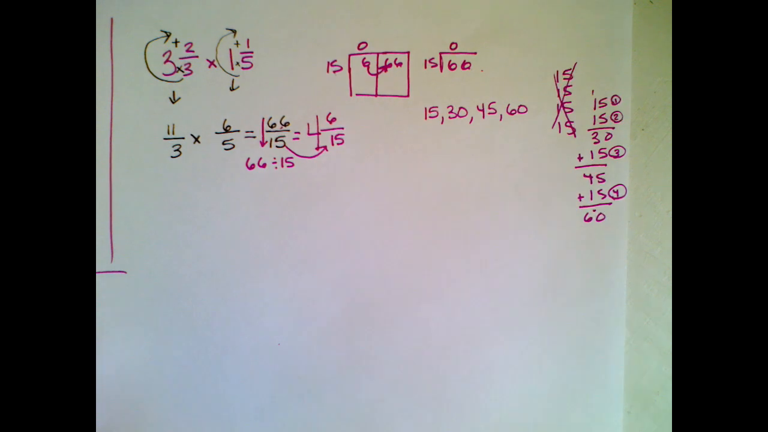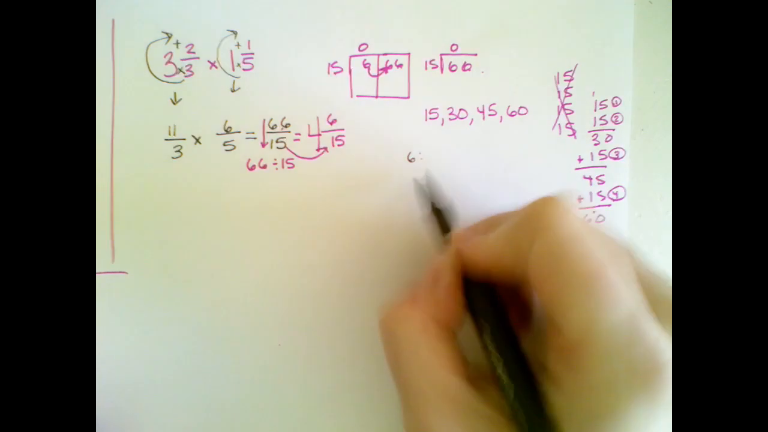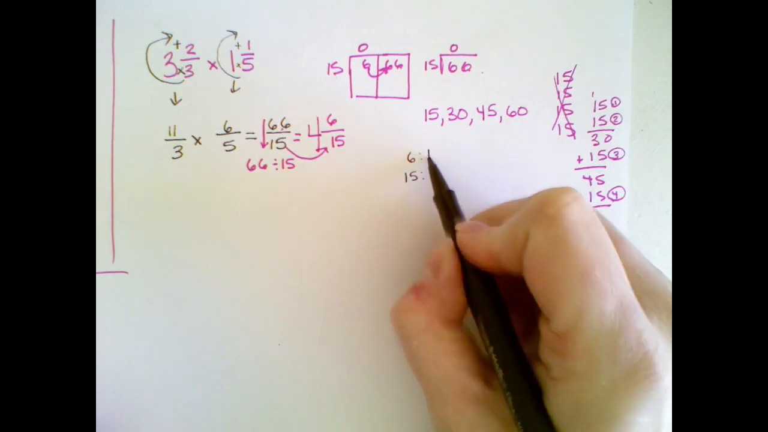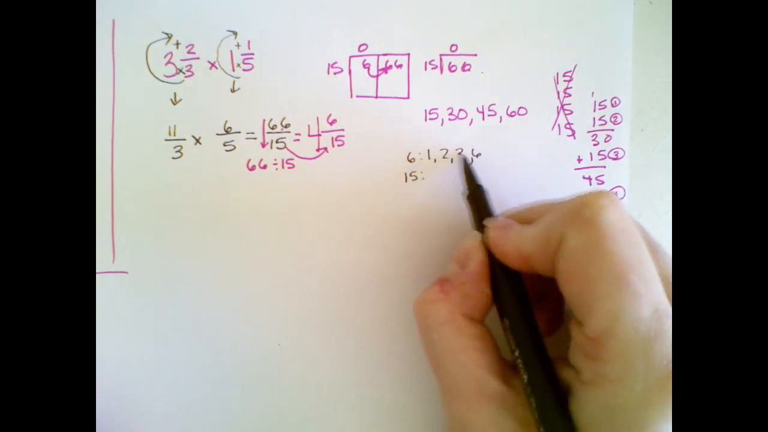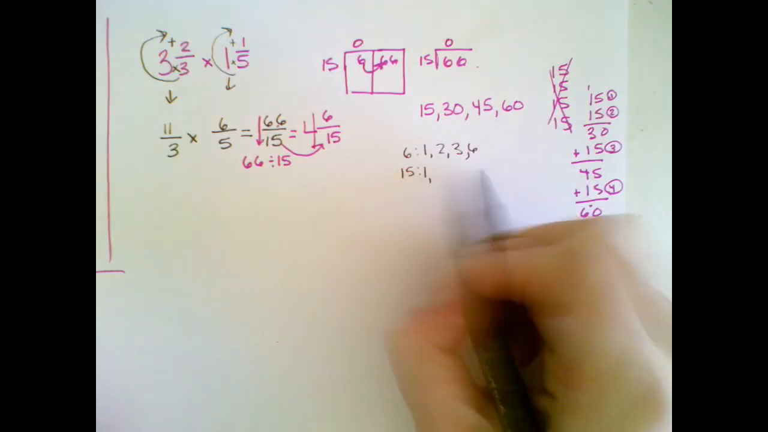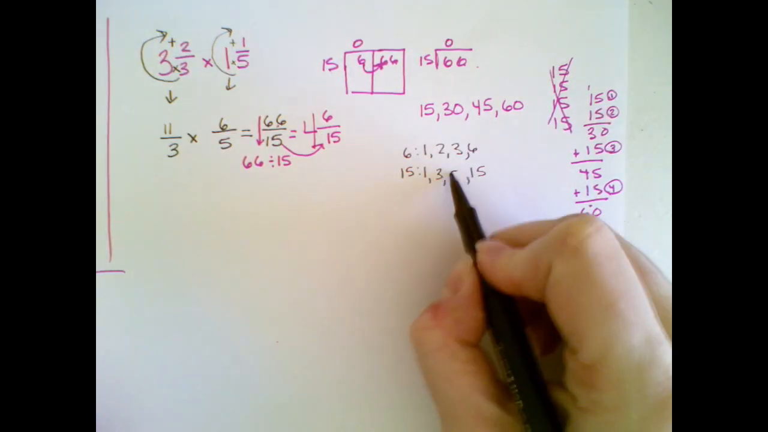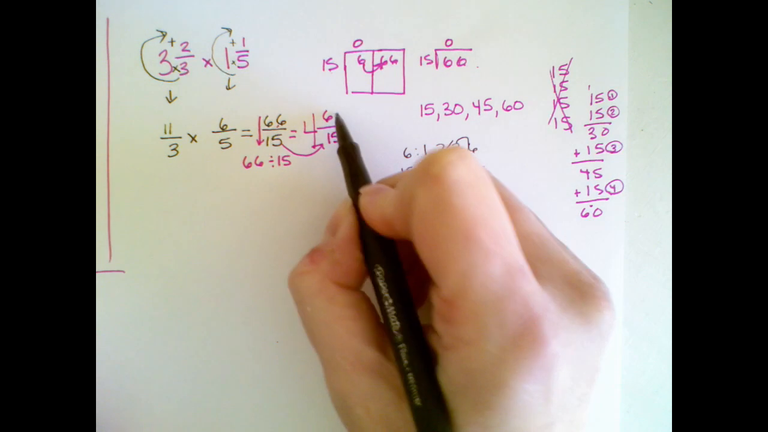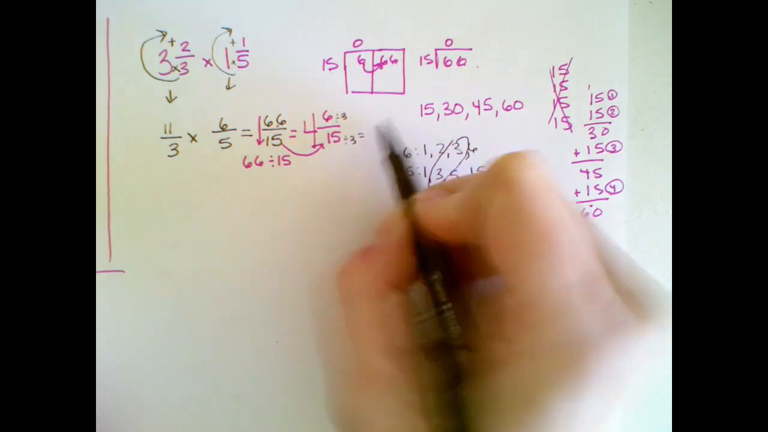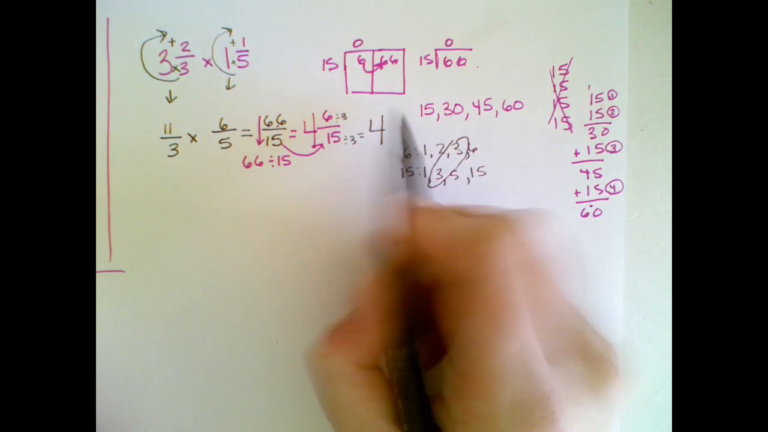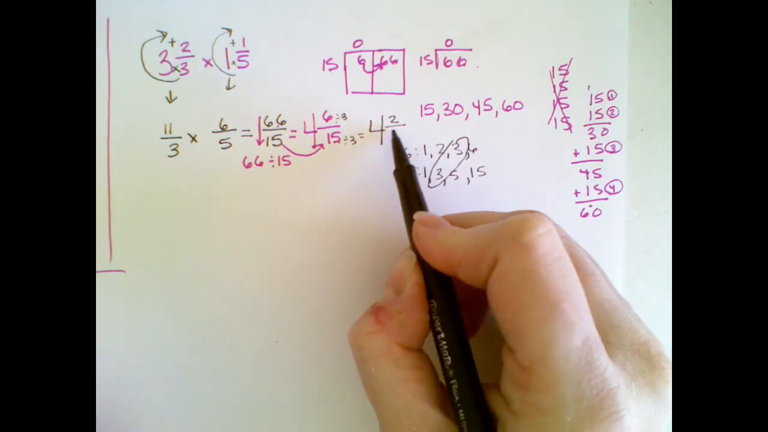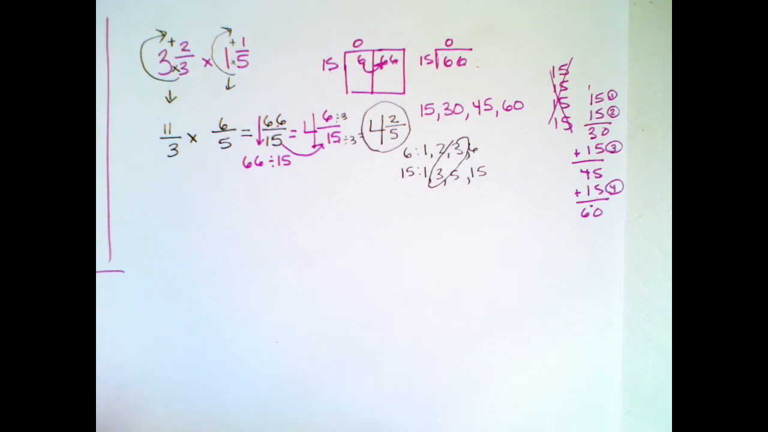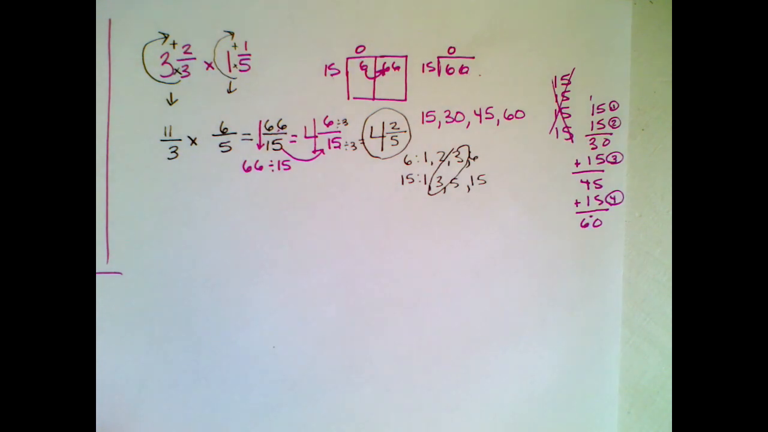Okay, so now I have to see, can I simplify this? Well, what numbers make 6 and 15? What factors? So I can multiply 1 times 6 and 2 times 3. For 15, I can multiply 1 by 15 and 3 by 5. Do they share anything other than 1? Yes, they share a 3. So I can divide these even by 3. That whole number is still going to be there. 6 divided by 3 is 2. 15 divided by 3 is 5. And so 4 2/5 would be the final answer.